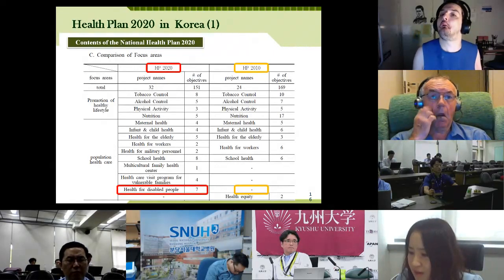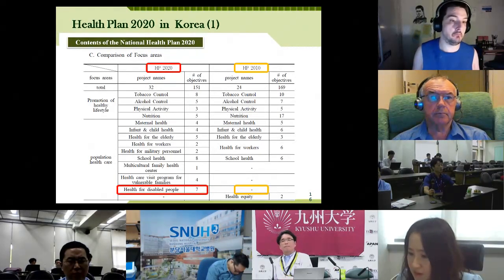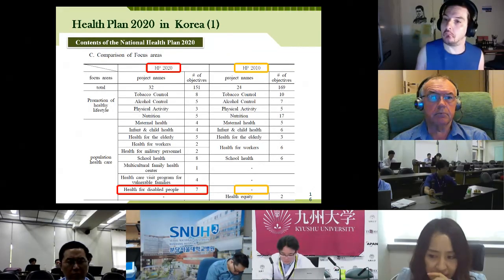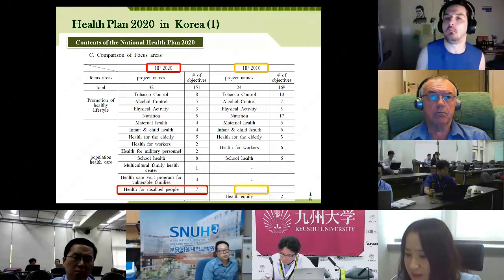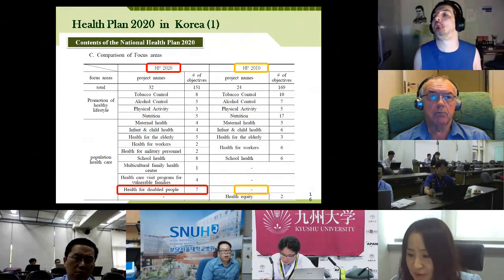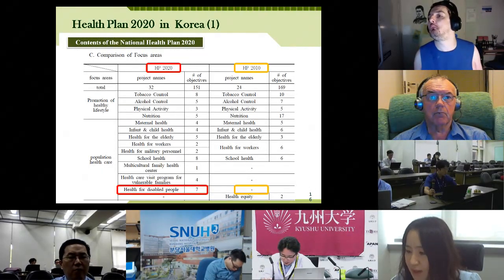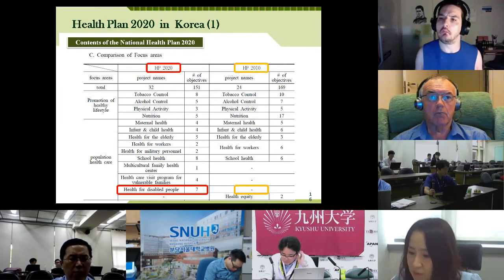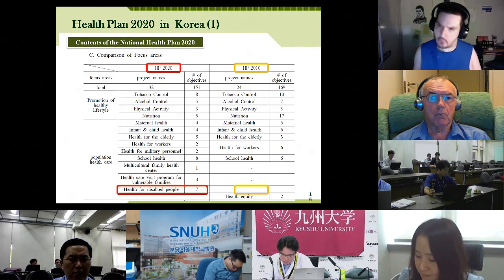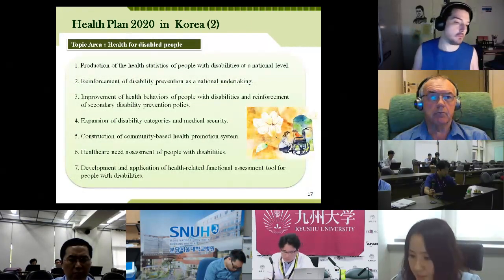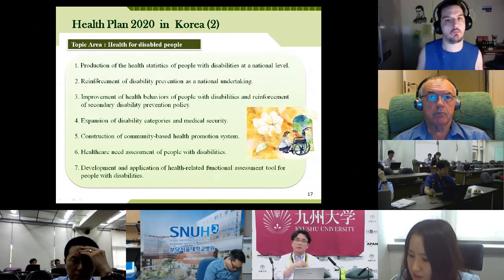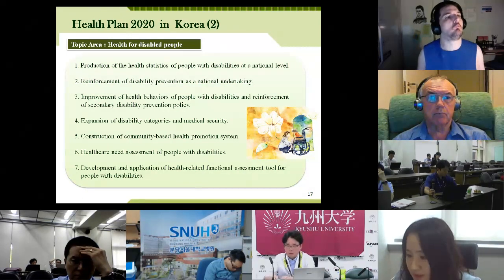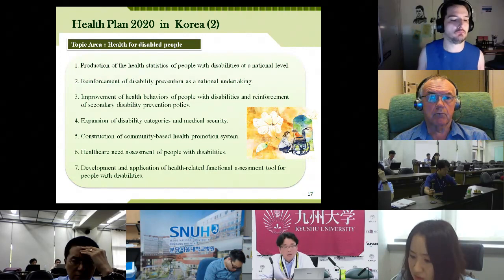Maybe you want to know about the national policy for the health of people with disabilities in Korea. Now I'm going to talk about national policies for the health of people with disabilities in Korea. As you can see from the table, the Health Plan 2020 in Korea includes health for people with disabilities for the first time. There are 7 categories, such as production of health statistics of people with disabilities, reinforcement of disability prevention, and health for disabled people section.